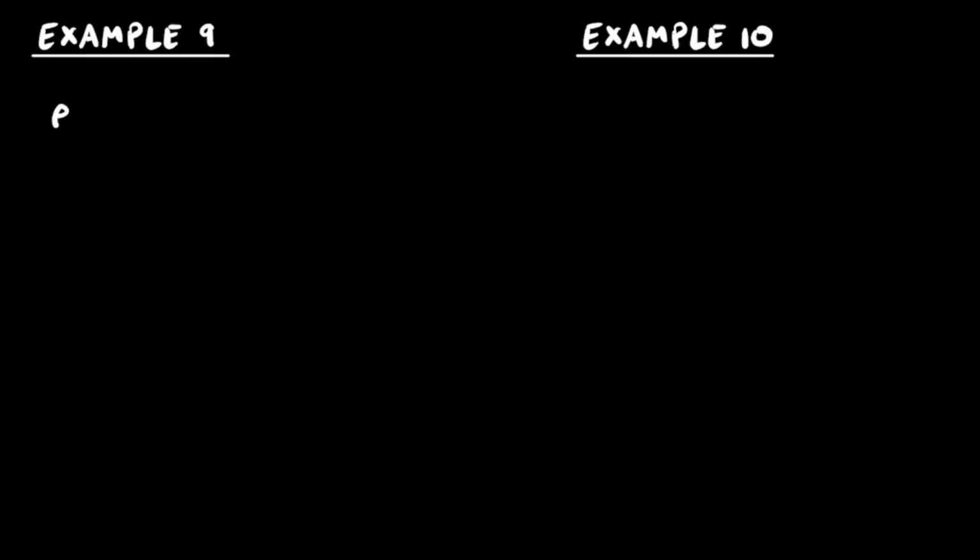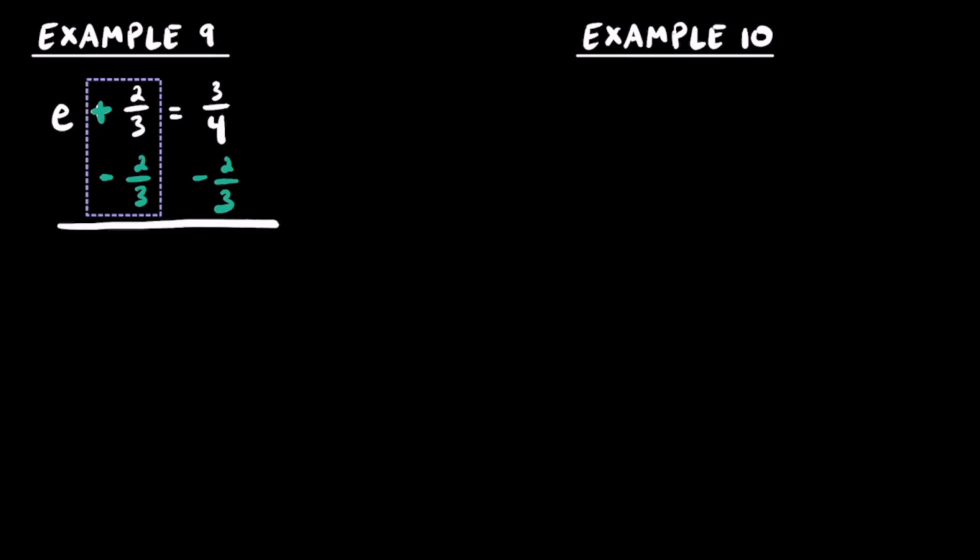For example 9, let's try solving the equation e plus 2/3 is equal to 3/4. To solve for the variable e, we take a look at this plus 2/3 that's next to it, and let's go ahead and subtract 2/3 from both sides of the equation. This plus 2/3 and minus 2/3 will combine to make 0, so we can write e plus 0 on the left side of the equation.